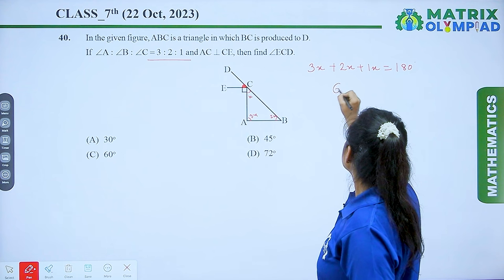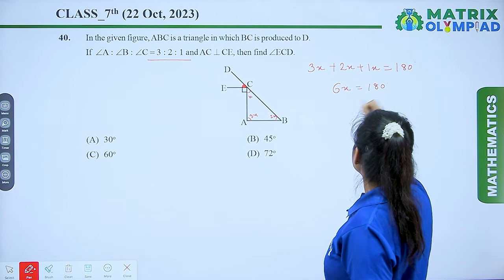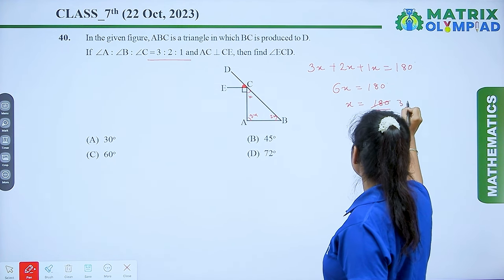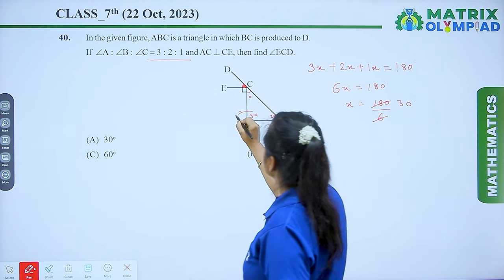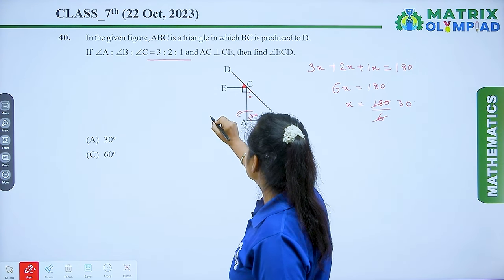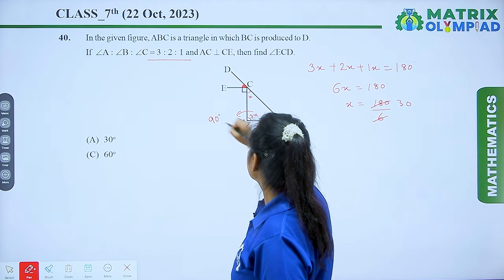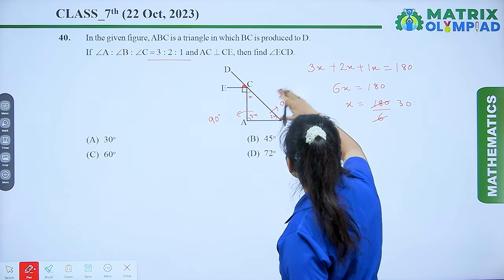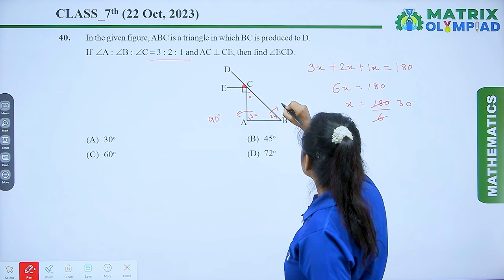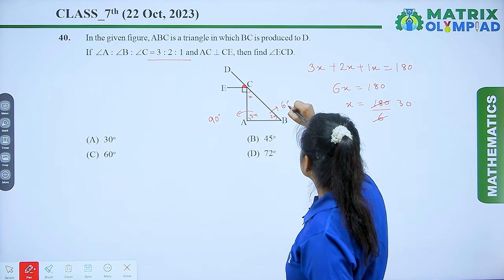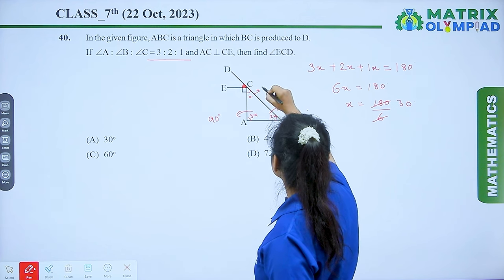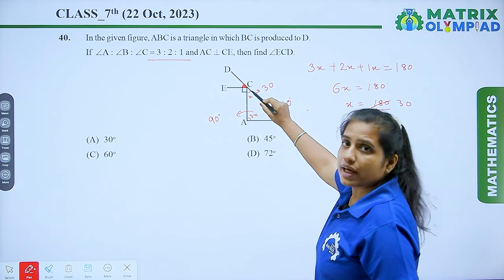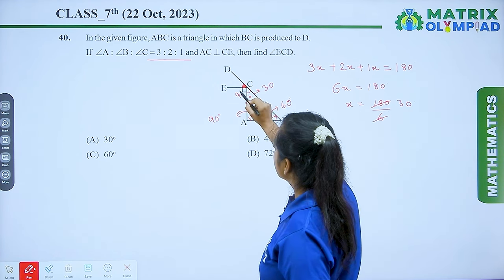So, here 6x is equal to 180. The value of x is equal to 180 upon 6, that is 30 degrees. So, here angle A is 30 multiplied by 3, which is 90 degrees. Here the angle is 30 multiplied by 2, which is 60 degrees, and this one is 30. So, here angle C is 30 degrees, and this is 90 degrees.